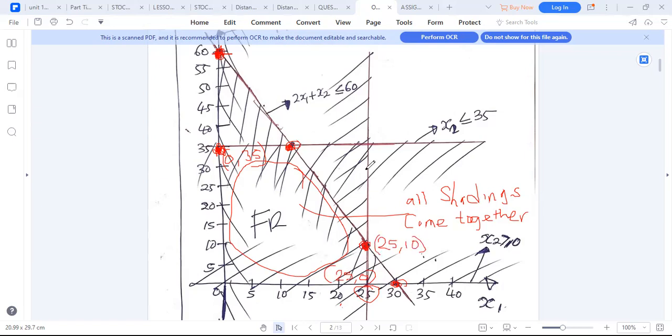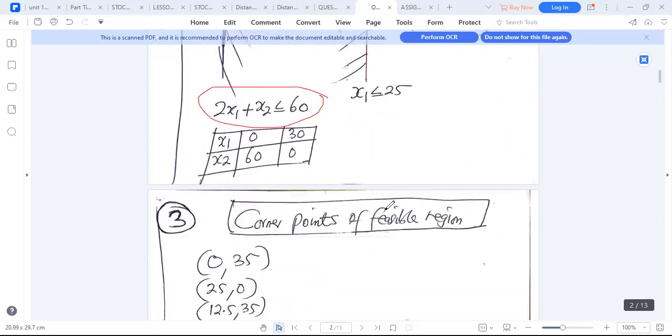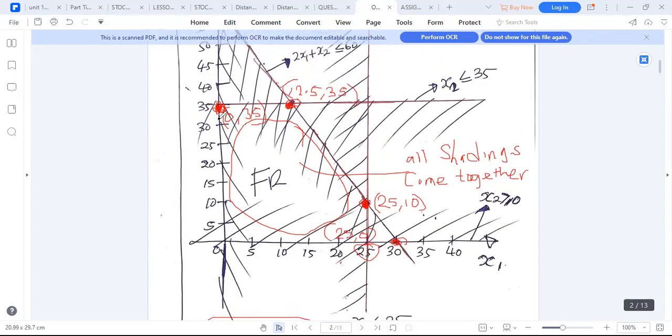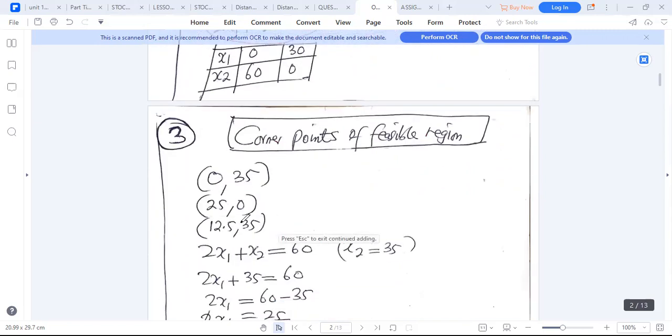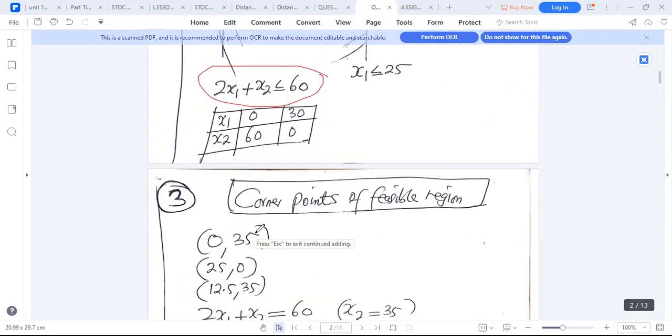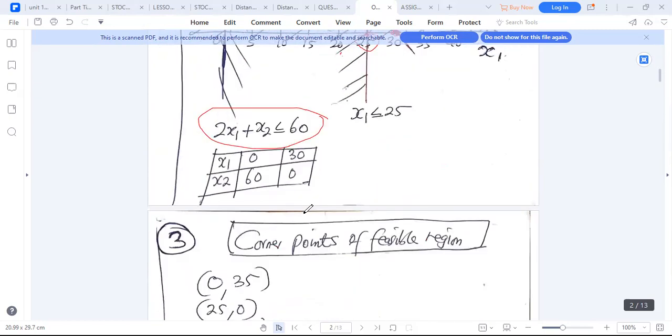And then, of course, we have this point, which is 12.5, 35. So this is just about the corner points of the feasible region. Of course, they can be solved simultaneously. So 0, 35 is that point. Then we have 25, 0, that point. Then we have 12.5, 35, that point.